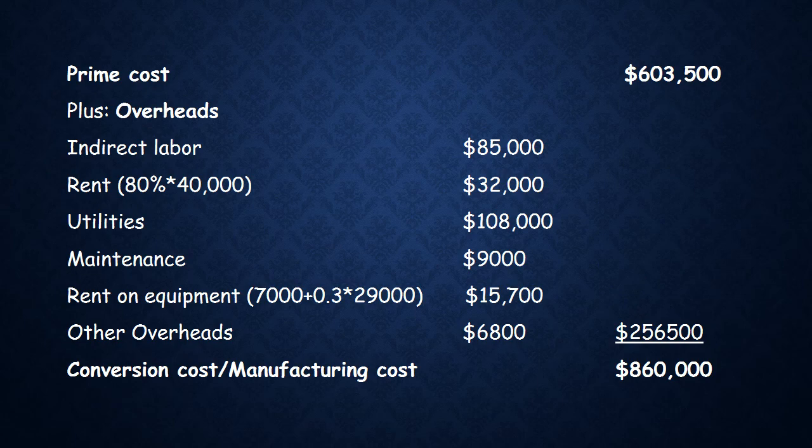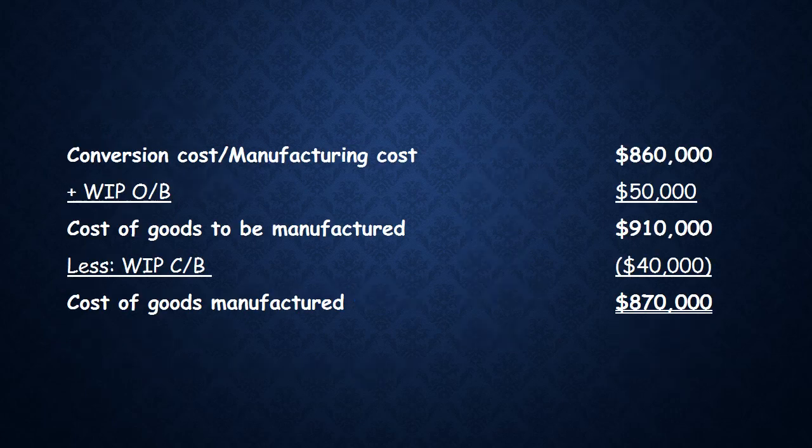So how are you going to calculate your manufacturing cost? You're going to add your overheads, and this includes indirect labor, rent, utilities, maintenance, rent on equipment, and other overheads. You add them together and you get this answer 860,000. So now you have your manufacturing cost.